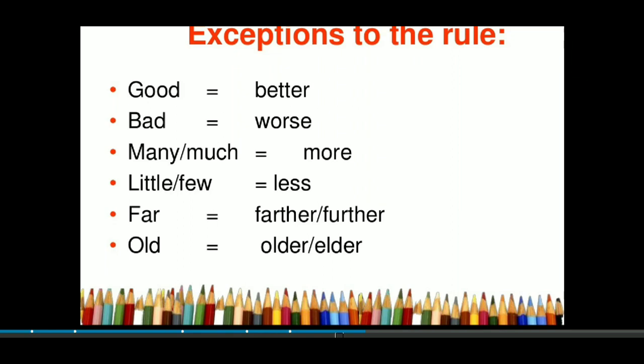The superlative form is the best. Bad, worse. Is it worse, worser or worsest? Many or much: more, and the superlative is most. Little or few: less. Far, farther; old, older. These are the exceptions, and we should know about them.